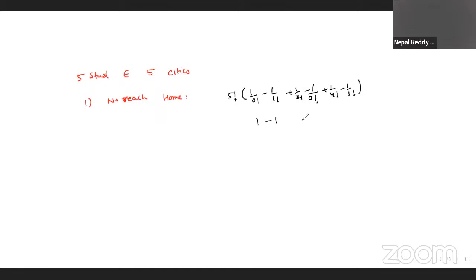This is 1 minus 1. Let's cancel: 1 by 2, 1 by 6, 1 by 24, 1 by 5 into 4 into 3 into 2 into 1, that is 120, right? And here it is 120. On simplification, it becomes 44.